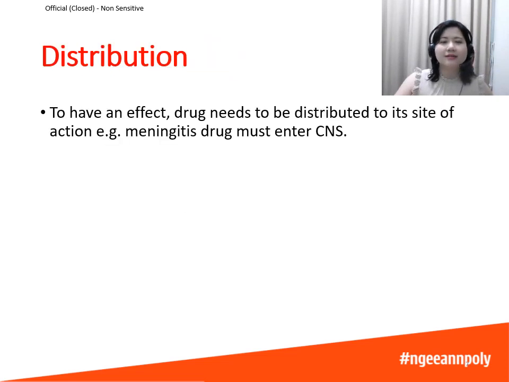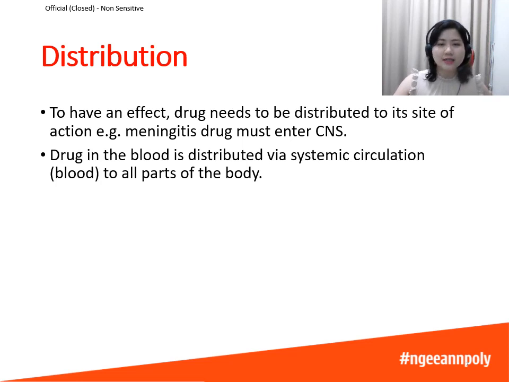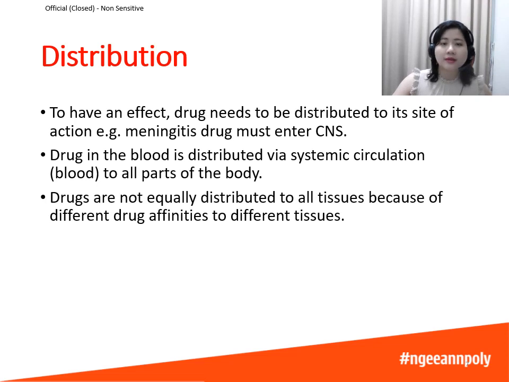After absorption, the drug must be distributed to its site of action in order to exert an effect. For example, if a drug is meant to treat meningitis, which is an inflammation of the membranes covering the brain and spinal cord, then that drug needs to be able to reach the brain and spinal cord. Drugs in the blood are distributed via the systemic circulation to all parts of the body. However, drugs are not equally distributed to all tissues because of the different drug affinities to different tissues. For example, some drugs may stay mainly within the blood, whereas some drugs tend to accumulate in the fat tissues.